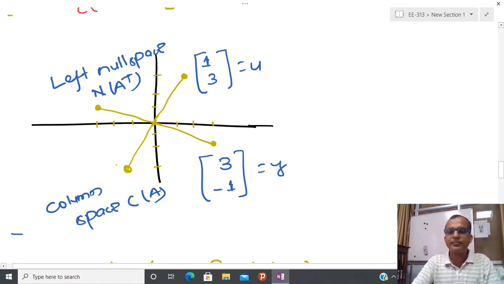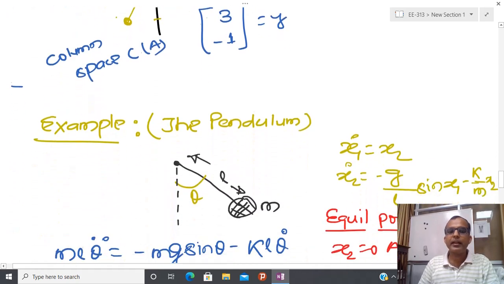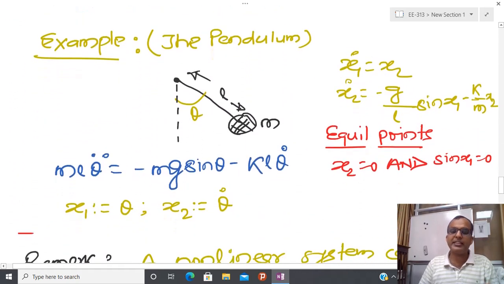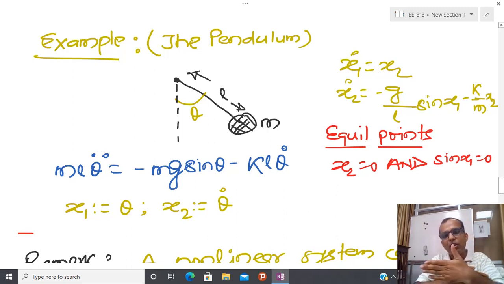Now let us come to another important example, because I have told you that in the case of a linear system I have either an isolated equilibrium point or a unique equilibrium point, or if I have infinite equilibrium points, then all equilibrium points are connected, because Ax equal to 0 is the null space. So null space is somehow a continuous space. So now let us try to see one example.